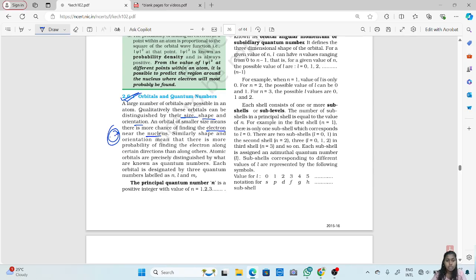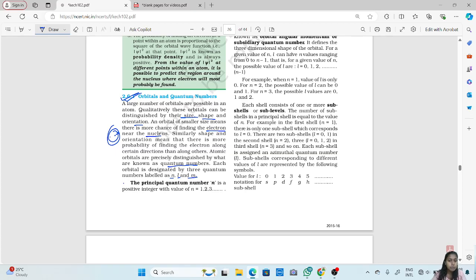Similarly, shape and orientation means that there is more probability of finding the electron along certain directions and less along others. Now, shape and orientation means you can find it anywhere in the orbital, in any position, in any direction. Atomic orbitals are precisely distinguished by what are known as quantum numbers. Now, these orbitals are distinguished by the quantum numbers. So each orbital is designated by three quantum numbers, that is, principal, azimuthal, and magnetic quantum numbers.